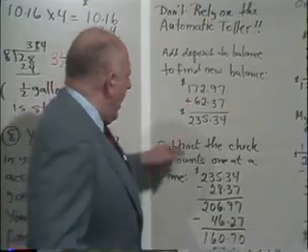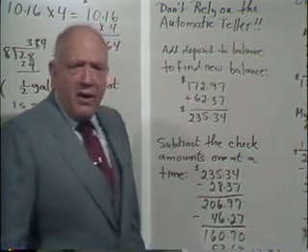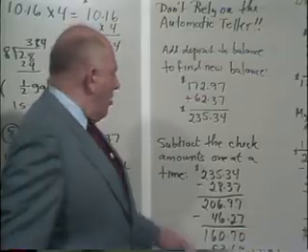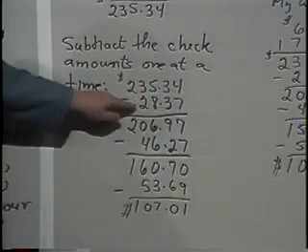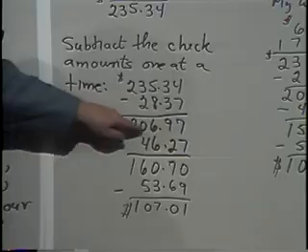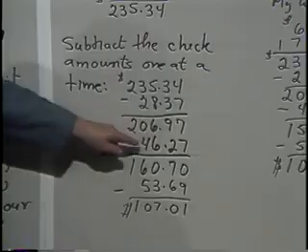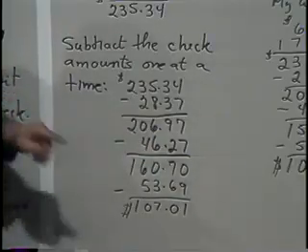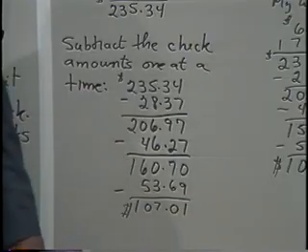Now what happens? Every time I write a check, I should subtract that amount from what I have in the bank, because once that check gets cashed, that's how much is going to be deducted from my account. So one way to do this is start with the $235.34, subtract the first check amount, which is $28.37. That tells you after the first check is cashed, you're going to have $206.97. Now from that amount, subtract the value of the second check, $46.27. That tells you that when that check is cashed, you're going to have $160.70 left.